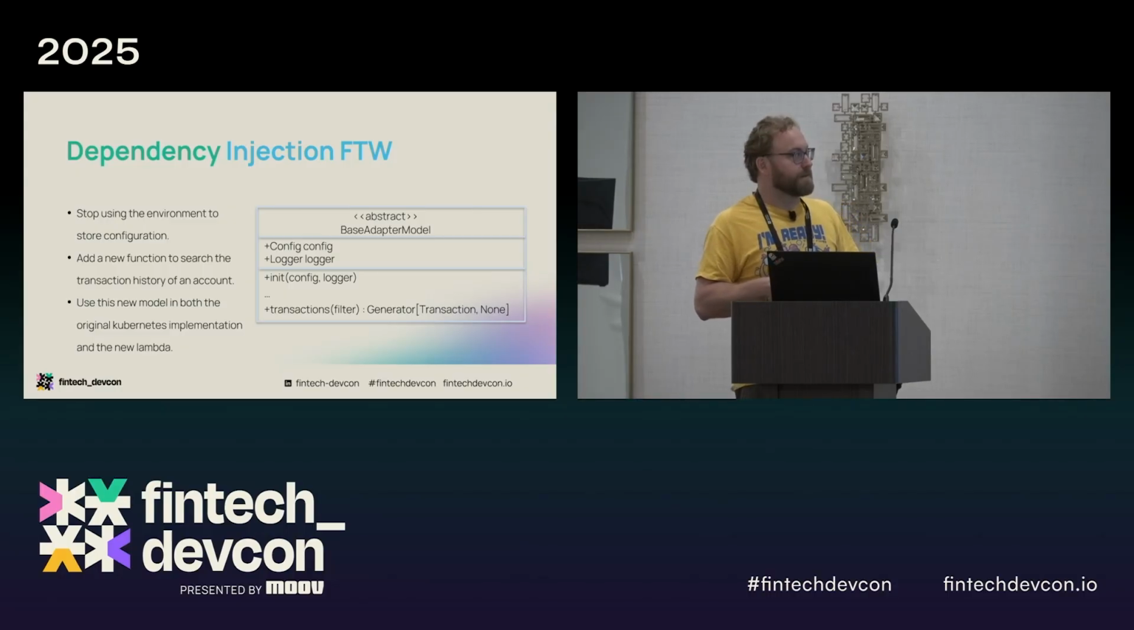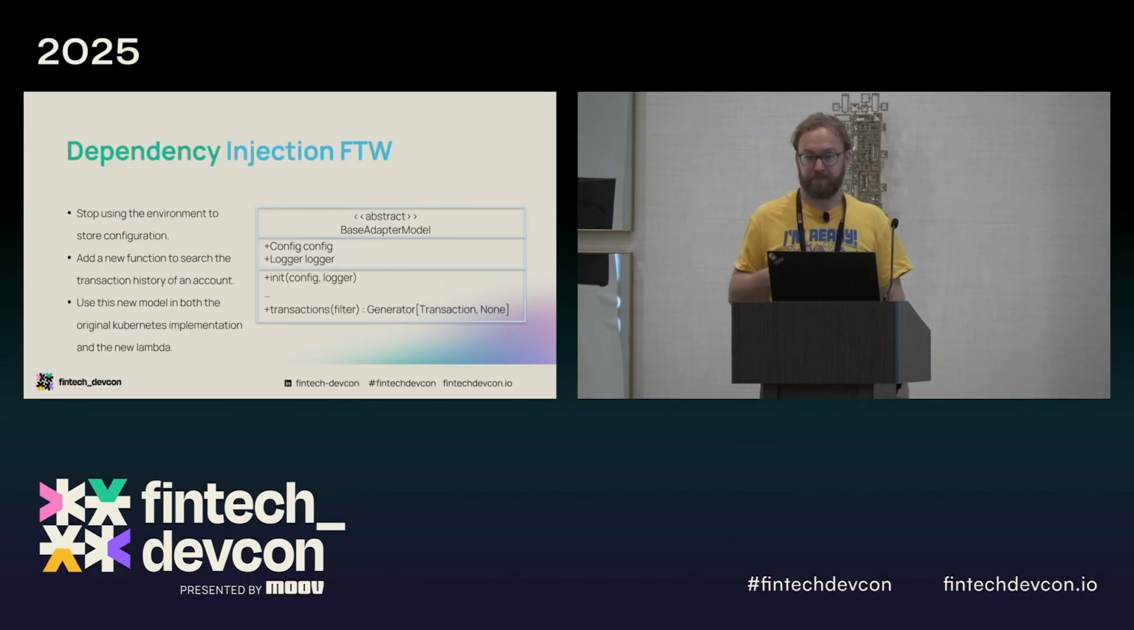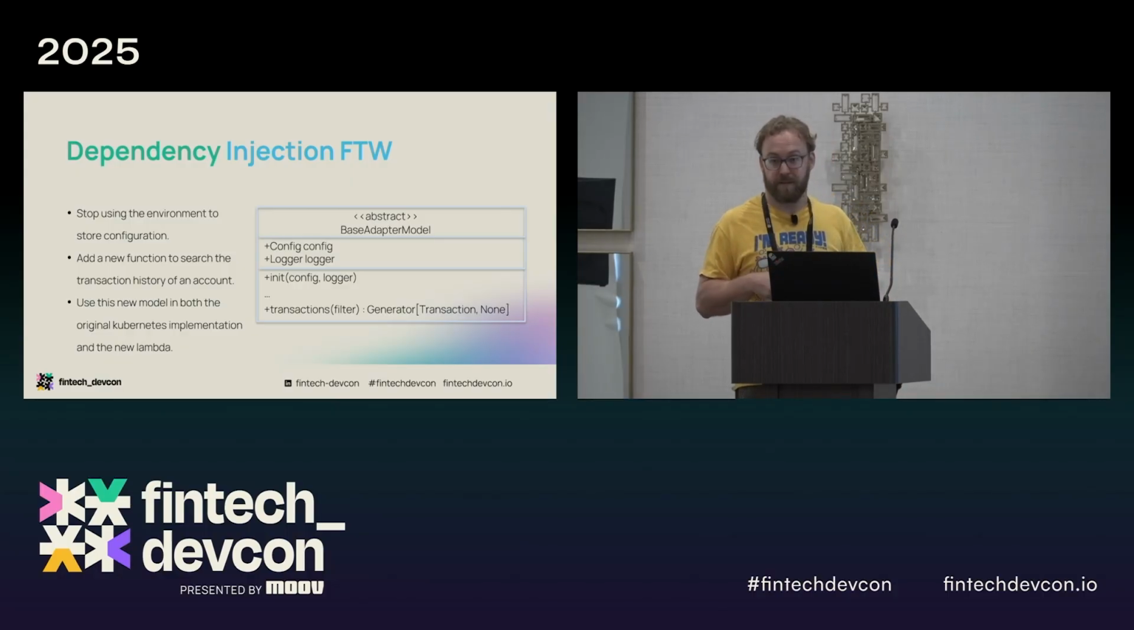We did all the architecture changes over in the Kubernetes model, and we let it run for a couple weeks just to confirm that everything worked properly. Once we were sure it worked properly, we swapped it over to Lambda using the same model code.